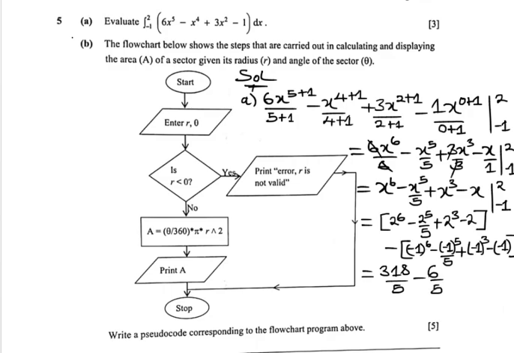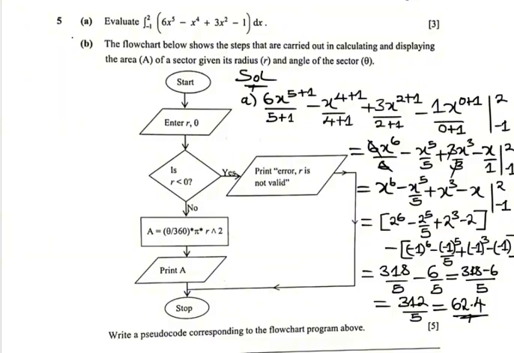Working out the two fractions, the common denominator is 5, and 5 into 5 is 1, so 1 times 318 gives 318, then minus 1 times 6, which gives 6. Now 318 minus 6 gives 312, divided by 5. Using a calculator, 312 divided by 5 is 62.4. So this is the value of the integral on A.